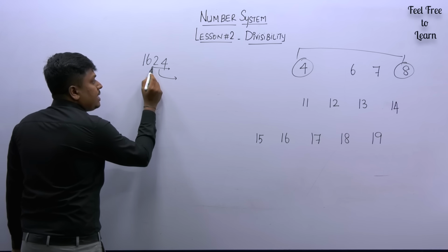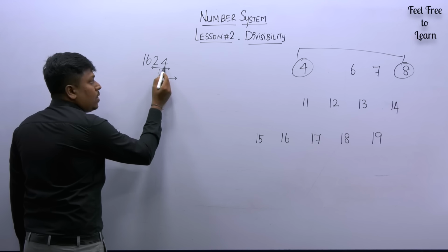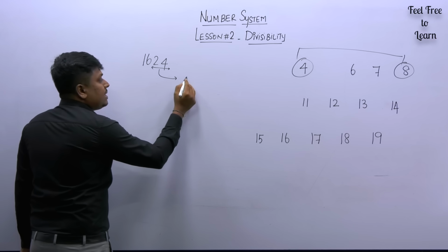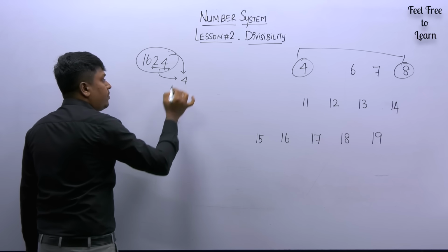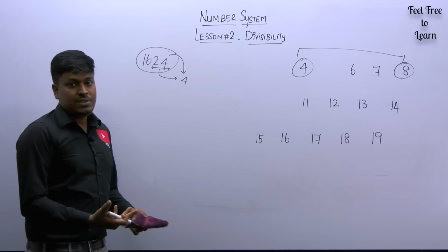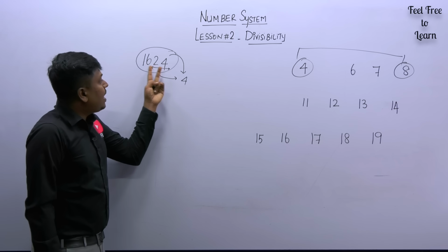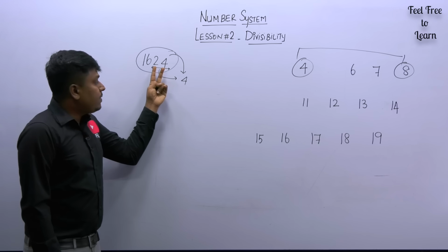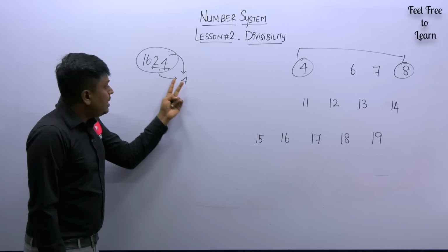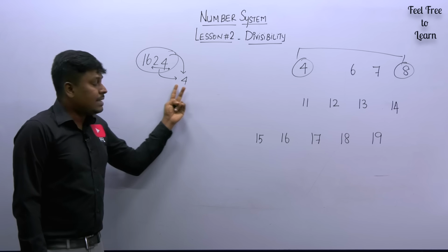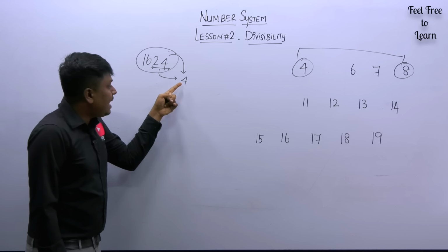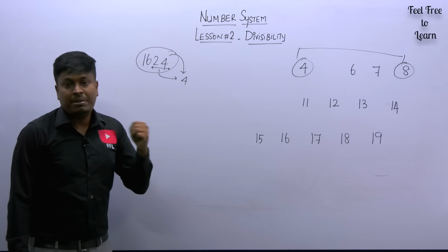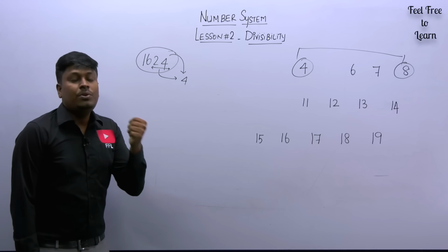So we can say that if the last two digits of the given number are divisible by 4, then the complete number will be divisible by 4. So friends, got it? Easy or not? Just listen here. If the last two digits are divisible by 4, then the complete set of numbers can be divided by 4. Got it? It's the divisibility rule of 4.